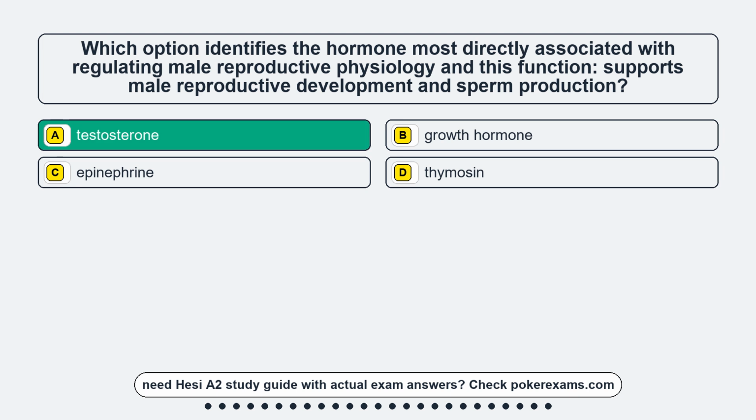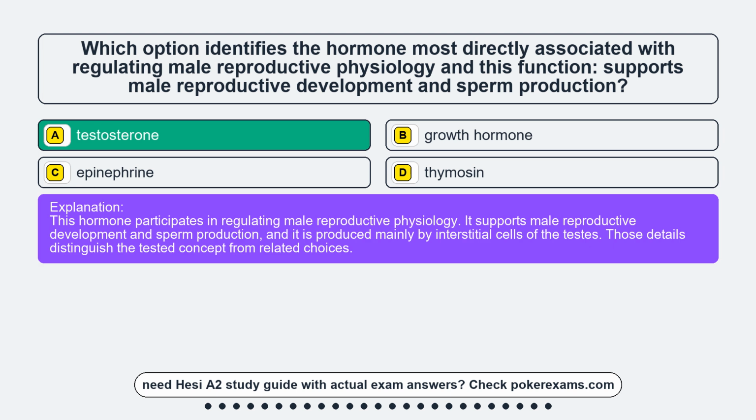The correct answer is option A, testosterone. This hormone participates in regulating male reproductive physiology. It supports male reproductive development and sperm production, and it is produced mainly by interstitial cells of the testes. Those details distinguish the tested concept from related choices.